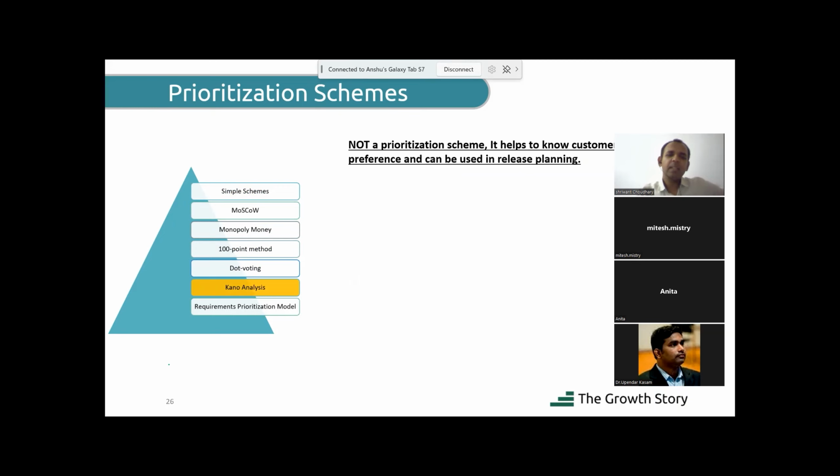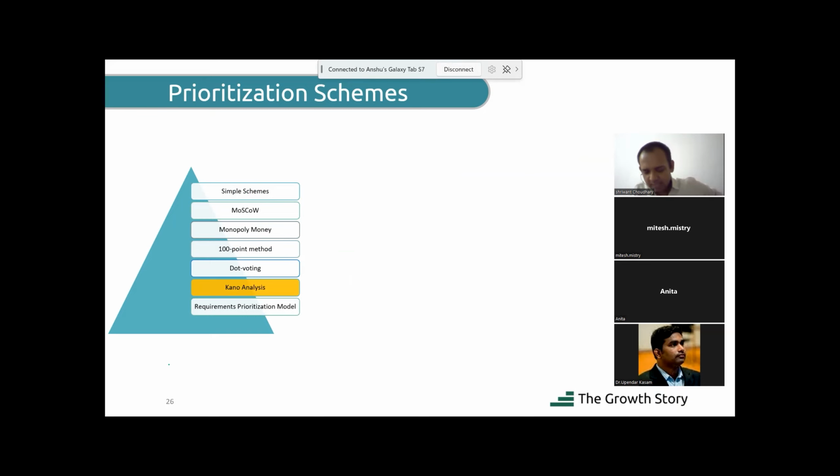Kano analysis. When can you use Kano analysis? Satisfied, dissatisfied, or aligned? When? I'm not asking about what it is, I'm asking when to use it. I think if you get requirements with much more clarity. Okay, let me give you the exact question. What is the best time to use Kano analysis?